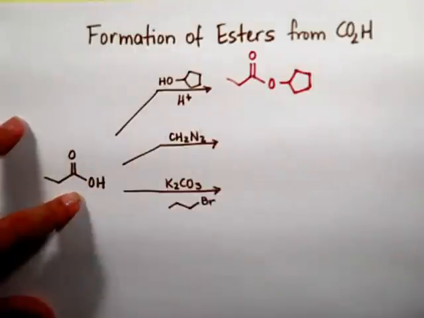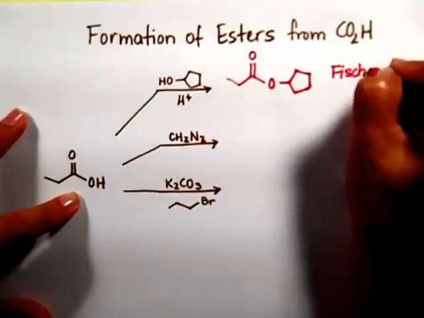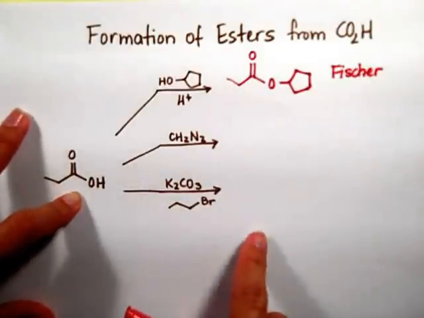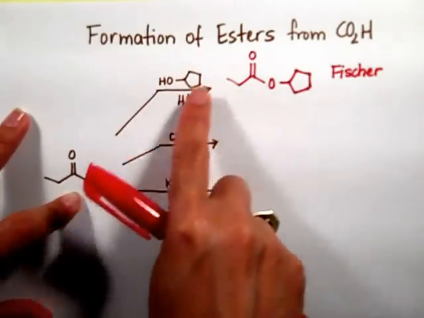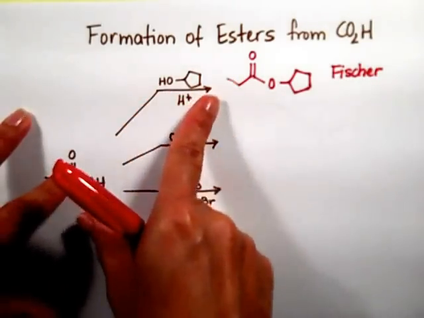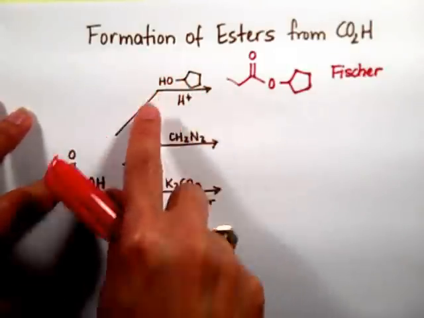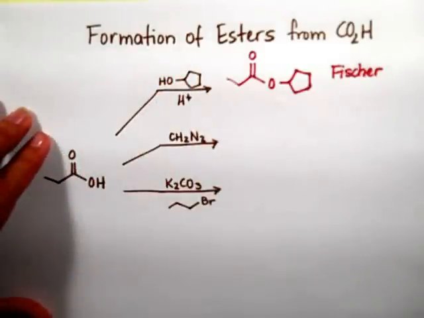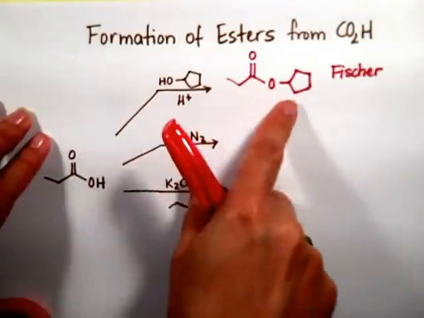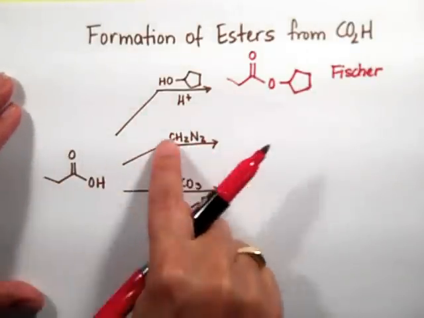And again, you need a catalytic amount of acid to get the reaction going. The problem with this reaction is that it's an equilibrium reaction, so you can go forward, you can go backward. But to actually push the reaction forward, we need to use an excess of the alcohol. So we would use a large excess of the cyclopentanol to get more of our ester.